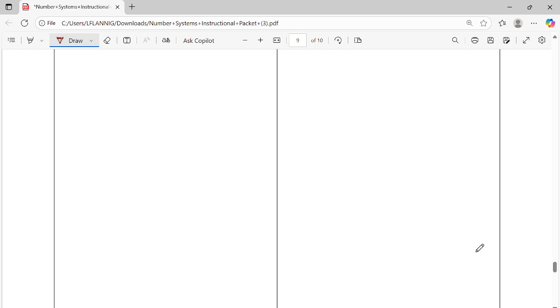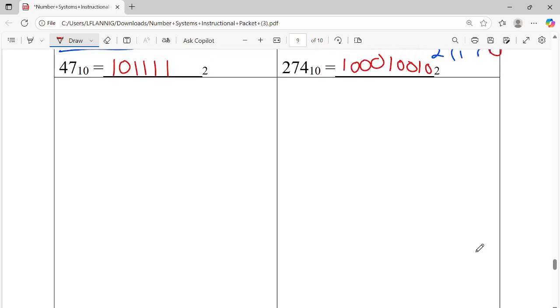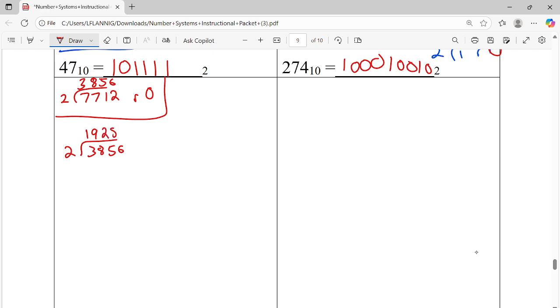7,712. All right. So we have 7,712 divided by 2. So we do 7,712 divided by 2 is 3,856, but with no remainder. Then we do 2 and 3,856. Divide that by 2. You get 1,928 with no remainder. Then you have 2 into 1,928. Divide that by 2. You get 964, again with no remainder. Take that, divide it by 2.